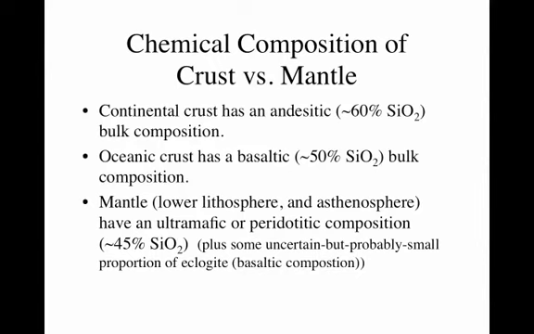Continental crust has an overall composition that is andesitic, so something about 60% silica. Oceanic crust is basaltic, and so it's less silica rich, somewhere between 45 and 50% silica. And the mantle and the lowermost lithosphere and the asthenosphere have an ultramafic or peridotitic composition at 45% silica. So there's some uncertainty. There's probably a small proportion of eclogite that is a basaltic composition that's included within that. But these are simplifications.